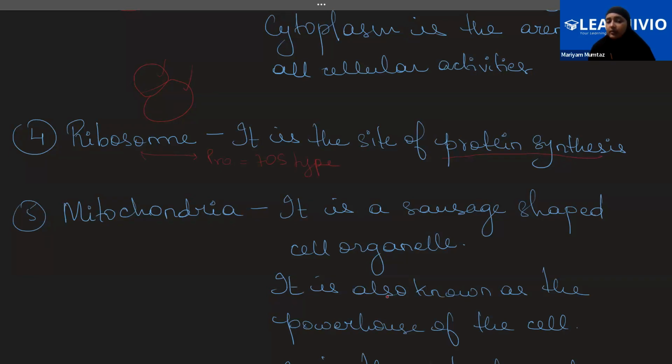If we are talking about the eukaryotic organism, then the ribosome is of 80S type. Ribosome is of two types, 80S and 70S. It can be 70S or 80S. If the ribosome is 70S type, then it is present in the prokaryotes, and if it is 80S, it is present in the eukaryotes. Clear?